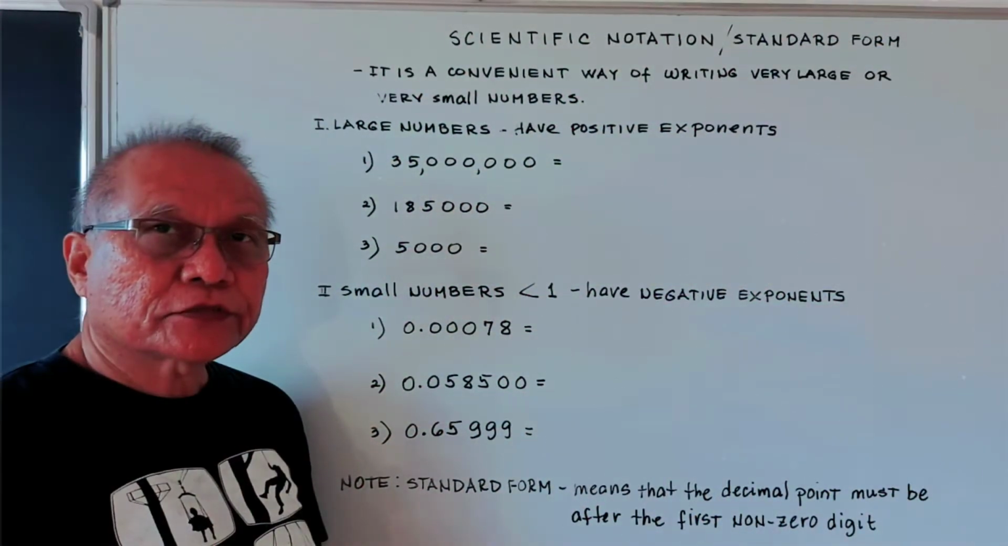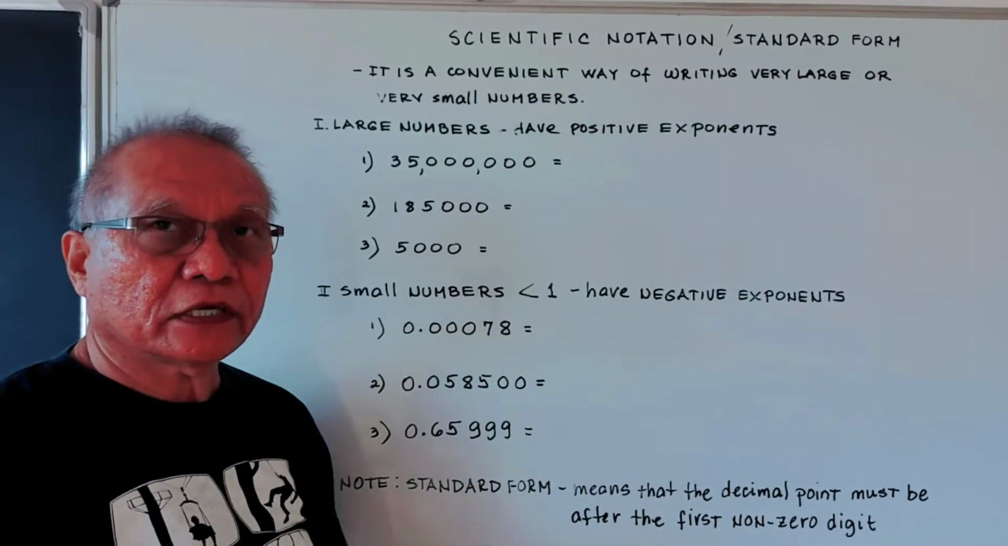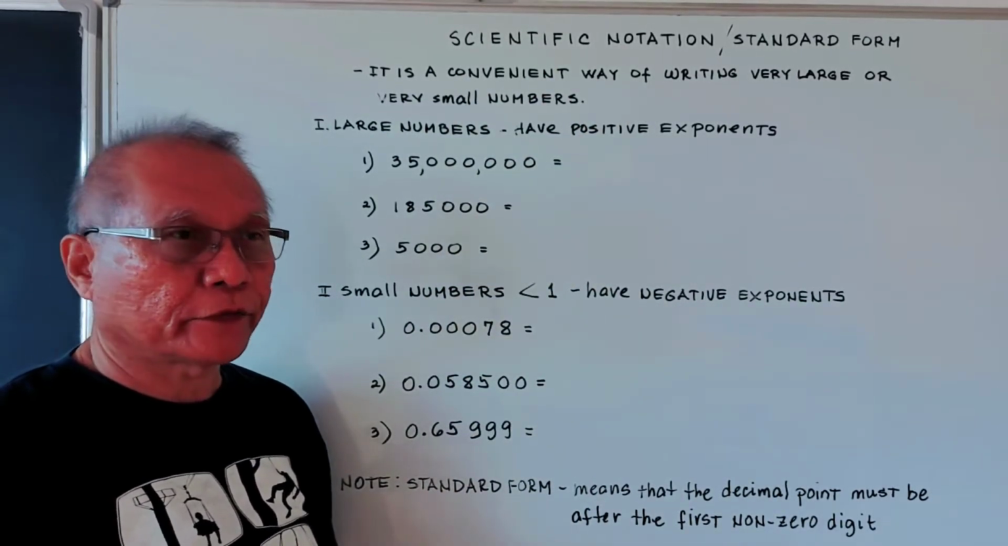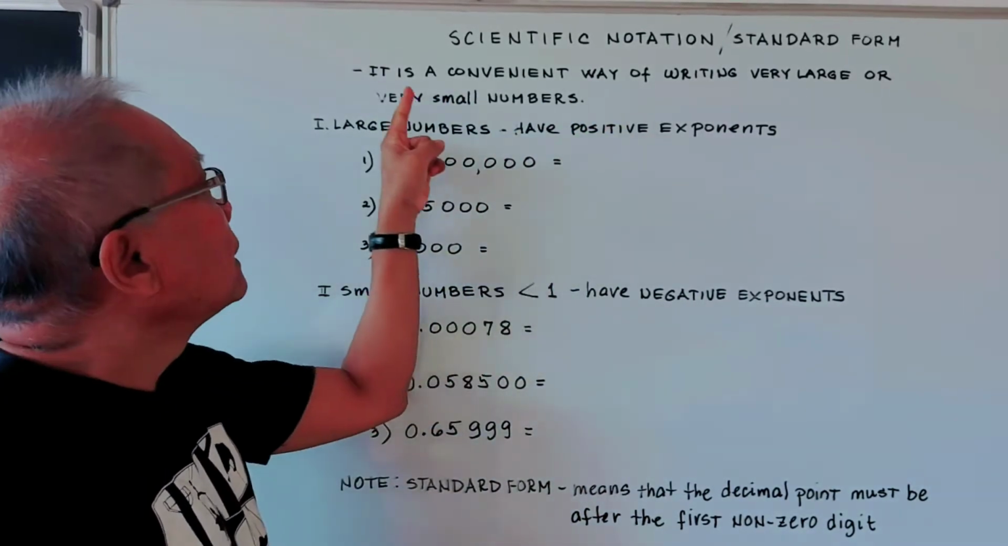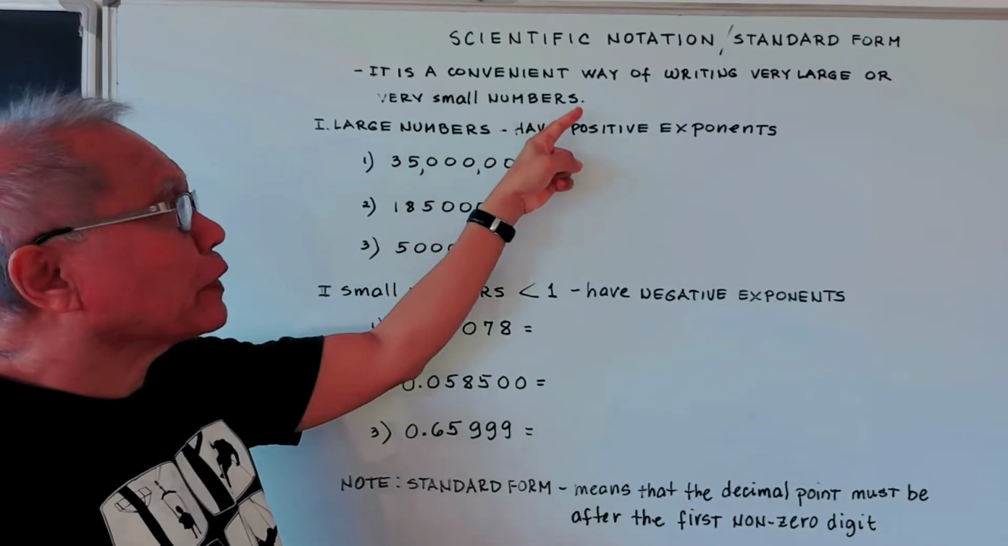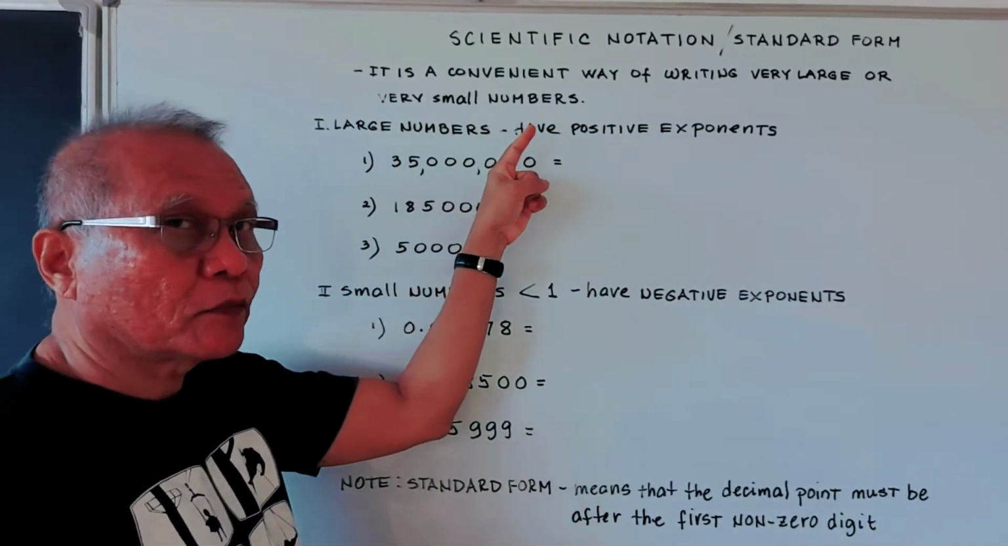Good day, learners. Today our topic is about scientific notation, or writing a number into standard form. So what is the purpose of the scientific notation? It is a convenient way of writing very large or very small numbers.